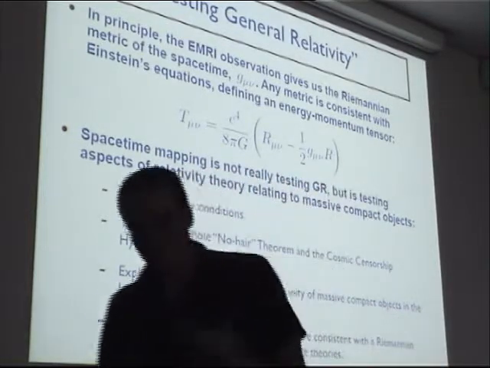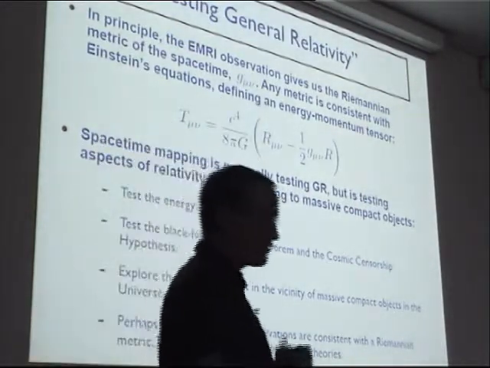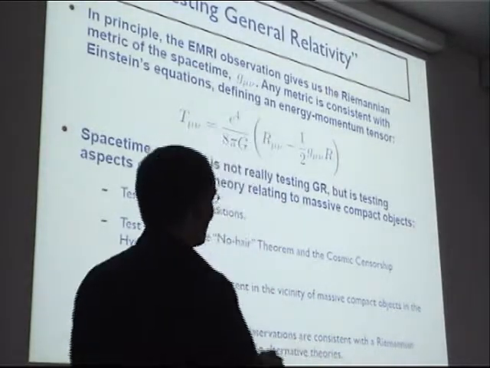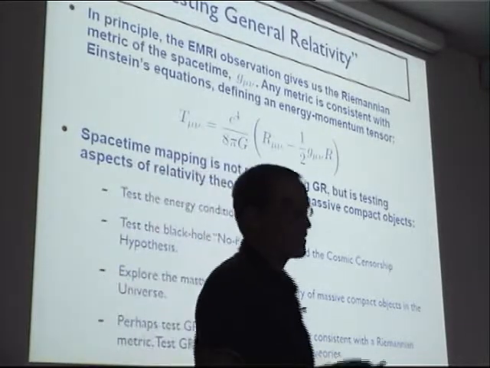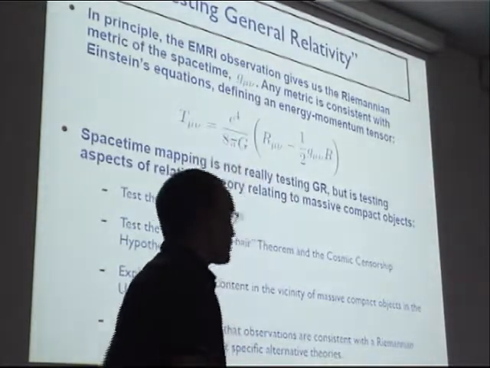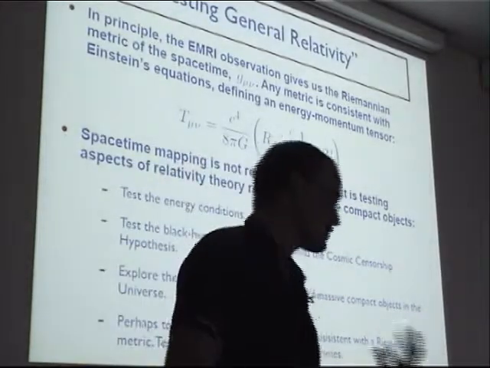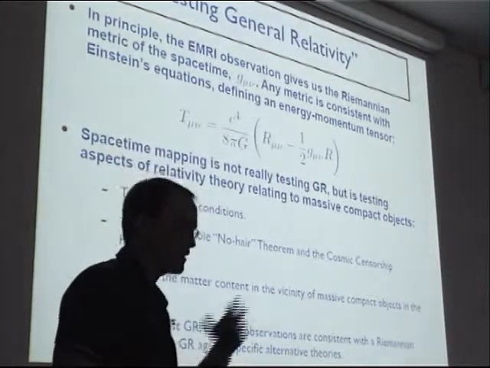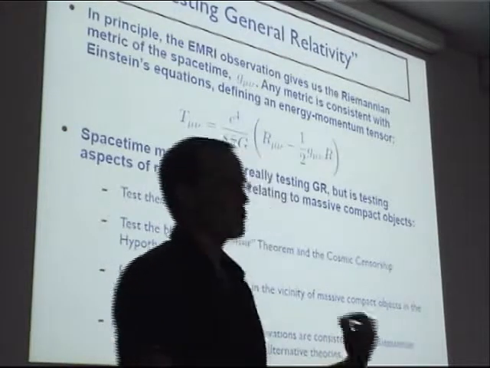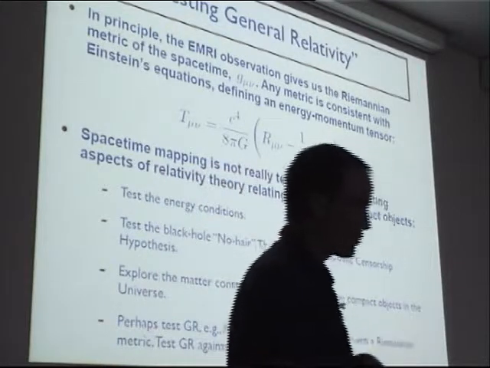Now, in that sense, we're not really testing GR. But we can test aspects of relativity theory relating to massive objects. This energy momentum tensor we produce from some arbitrary metric won't necessarily be physically reasonable. We have energy conditions in relativity that tell us what energy momentum tensors are reasonable. If we did our calculation and found a mass distribution that was entirely unstable, we might think that was a very unlikely physical situation, and so it's more likely to be something else that's generating the waveforms we're observing.